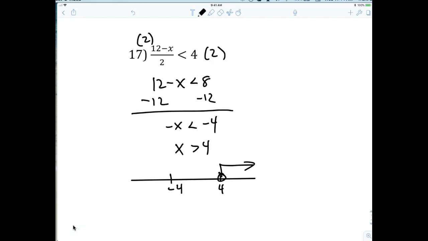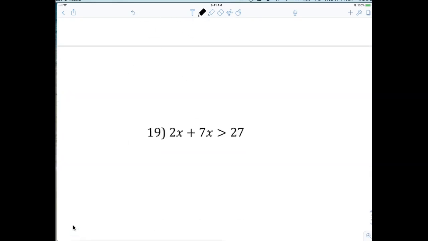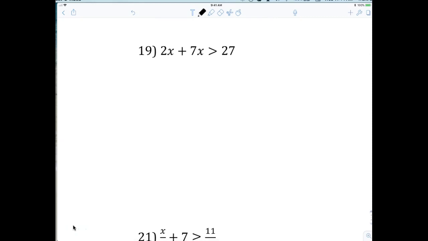All right. 19. Oh, this one's easy. 2x plus 7x is what? 9x is greater than 27. Divide by 9. X is greater than what? 3. X is greater than 3. Is everybody good with that?